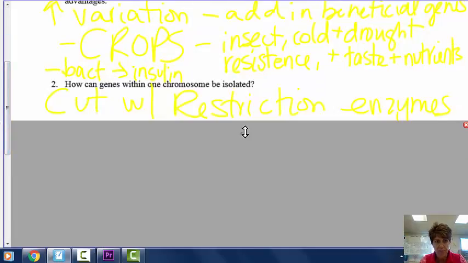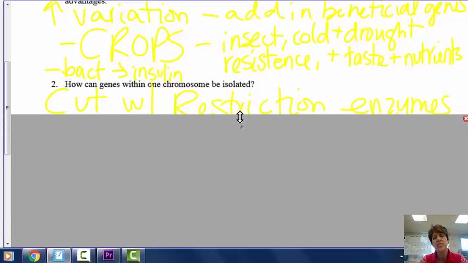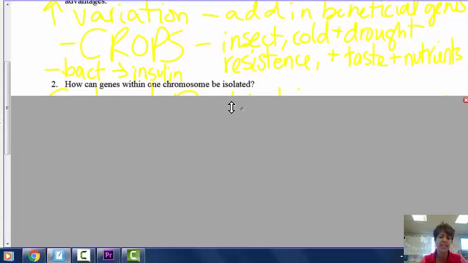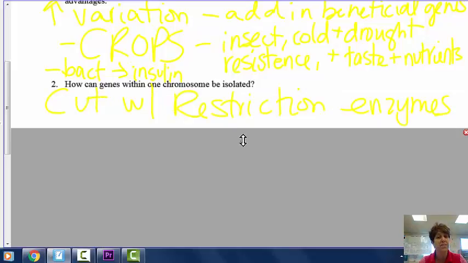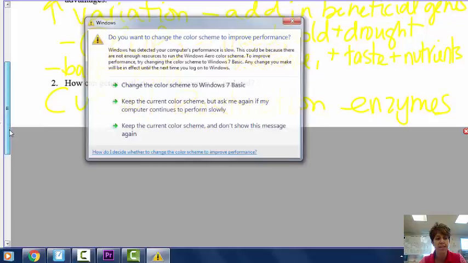All right, next question. How can genes within a chromosome be isolated? So that means, like, how do you get it out? How would you isolate one gene if there's 1,000 different genes on a chromosome? And you use restriction enzymes. Restriction enzymes are very specific. They only cut at palindromes, and there are many different types of restriction enzymes. You guys used EcoRI, HindIII, BamHI. Those are some examples of restriction enzymes.